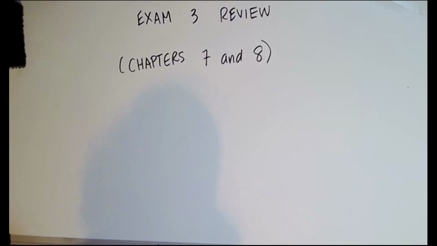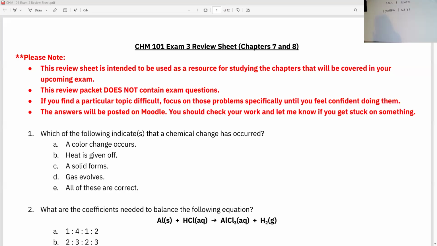So I will share my screen so we can start looking at the questions. Our first question here is asking us which of the following indicates that a chemical change has occurred. So this is from the beginning of our chapter 7 discussion.